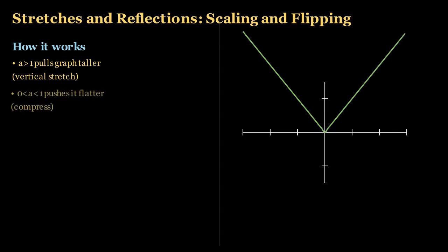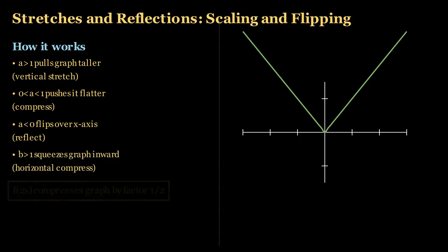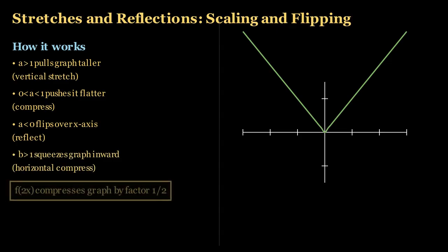Now, if a is -1, every positive y becomes negative, and every negative y becomes positive. The whole V flips upside down, pointing down instead of up. That's a reflection across the x-axis. For horizontal scaling, we multiply the input x inside the function. This feels a bit backwards.